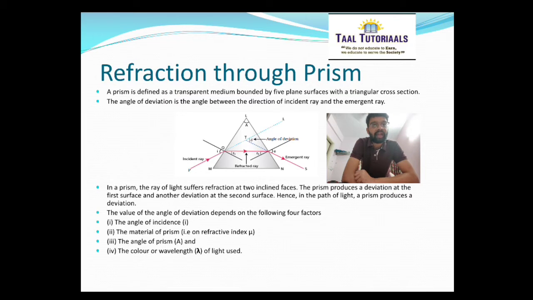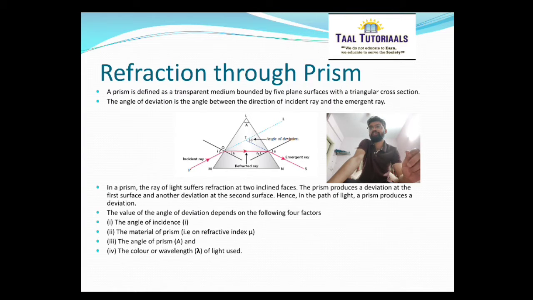The value of angle of deviation: first of all, what is angle of deviation? It is the angle between the direction of the incident ray and the emergent ray. The value of the angle of deviation depends on the following 4 factors. First is angle of incidence, second is material of prism, third is angle of prism, and fourth is the color or wavelength. In the dependence on angle of incidence, deviation is denoted by delta equal to 2i minus A.